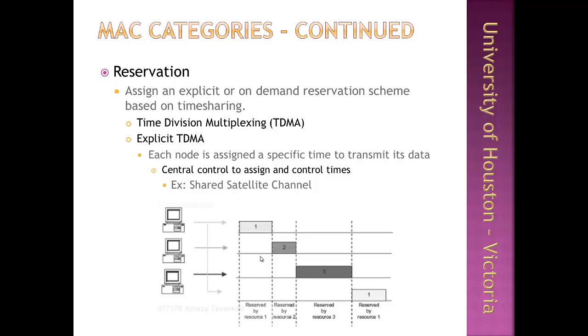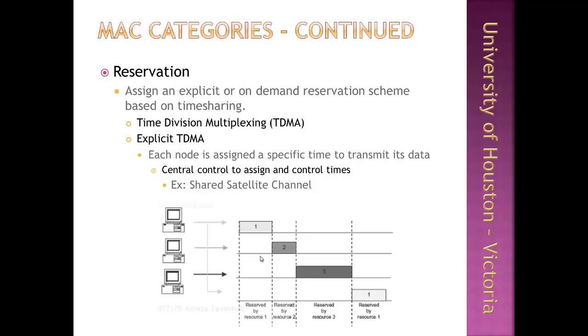Therefore, a central control is needed to manage time slot allotment or assignments to prevent multiple nodes from transmitting at the same time. Shared satellite channel is an example of this scheme. An example of time-based reservation scheme is illustrated in this figure. So time 1 is reserved by resource 1 at the first part of this mechanism, and time 2 is reserved for resource 2, and time 3 is reserved for resource 3.